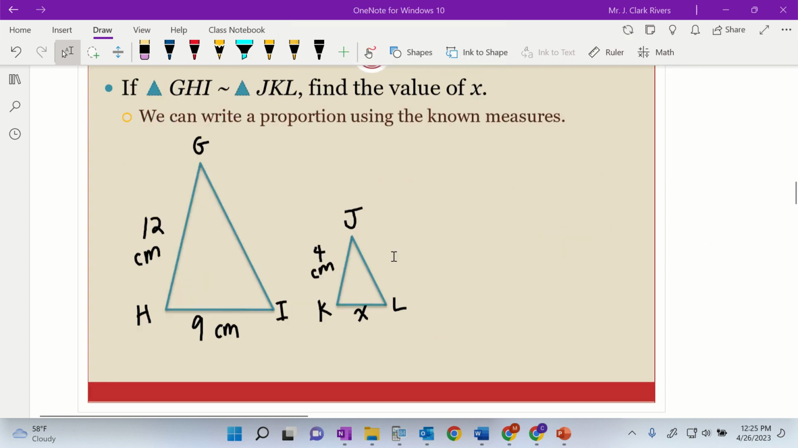All right, so let's take a look at these two triangles. Triangle GHI, this is called a similarity statement. We learned yesterday about congruency statements.